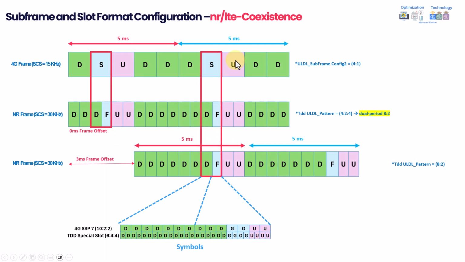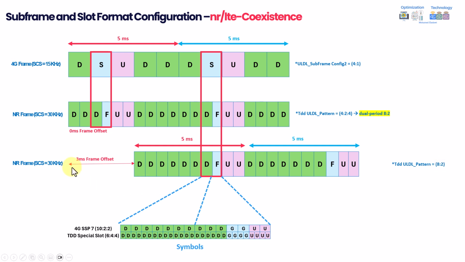So as you can see now, this is the NR-LTE coexistence. In case this is 4G, as you know, it's 3 to 1: downlink, uplink, special slot, then uplink, then 2 downlink, repeating every 5 milliseconds. So in this case, this was our previous scenario, which is having 8 to 2.